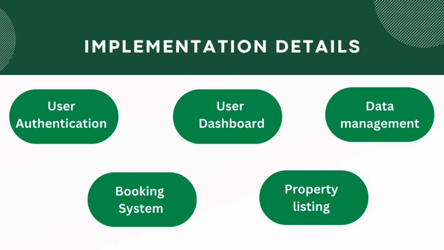Then we have the booking system: a booking form with date selection and guest count, and a booking confirmation with email notification to the users and the property owners. And then the property listing, with property records displaying key details and images, and detailed property pages with amenities, location map and booking options. We integrated the Google Maps API for property location visualization.